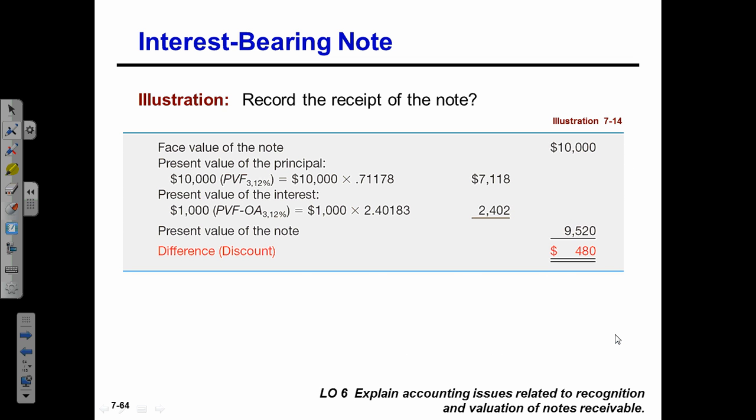Okay, so they add the two together. Again, just like we were doing a bond or something, right? The face is 10,000. The present value of the principal we said was 7,118. Present value of the interest is 2,402. The amount we're going to get paid is 9,520. So we're short by 480. So this time the discount is 480. That represents the 2%. Everybody agree? 10% is the stated rate. Effective is 12. Are you guys staying with me on this? I'm moving quick, but it's pretty straightforward now. And it's things you're kind of familiar with, isn't it?